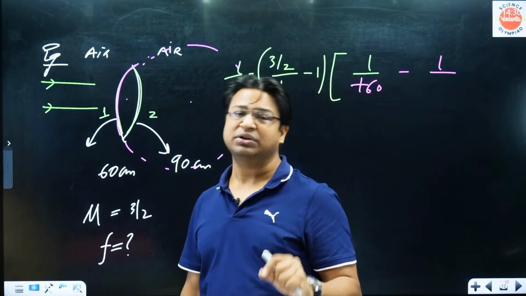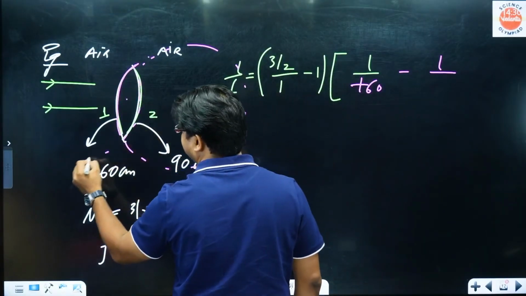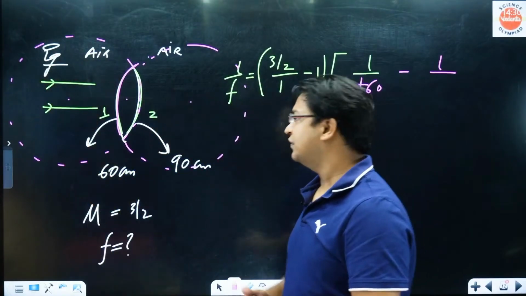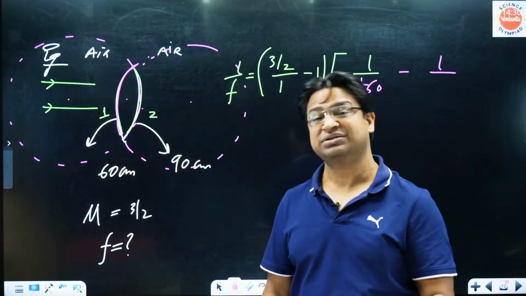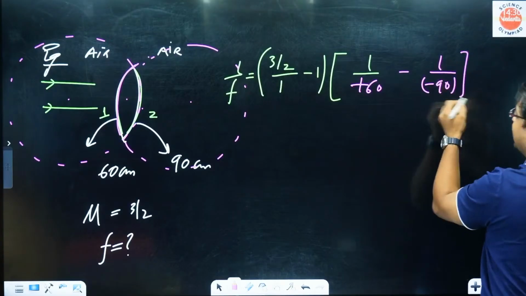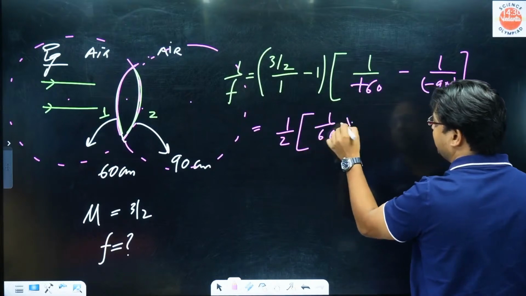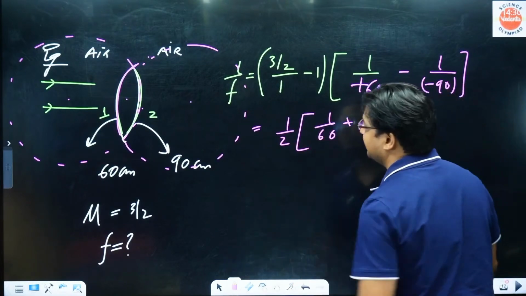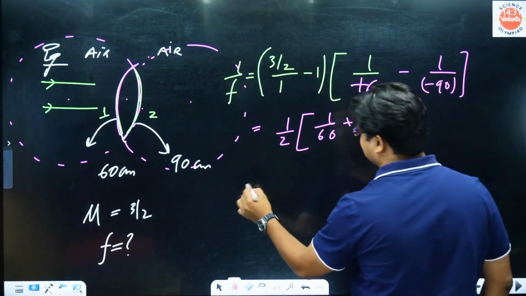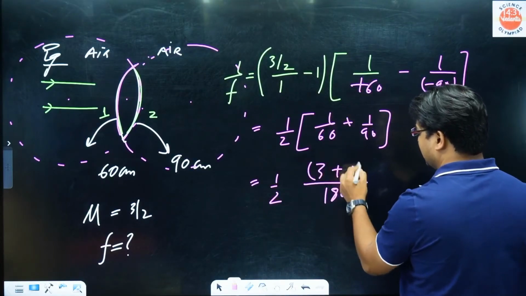Now I have to think about the sign of R2. The second surface is this, and if I imagine its sphere, I see that the radius of the second surface lies towards the negative side. So I should be using minus 90 here. Now if I do the math, this will become 3/2 minus 1, that is half, and then 1 upon 60 plus 1 upon 90. Let's finish it: this will become 180, and then 3 plus 2, so 5/36.